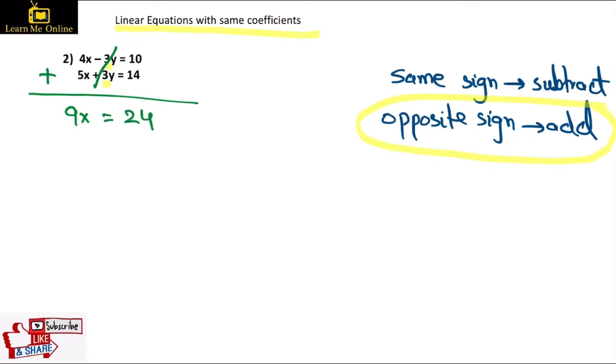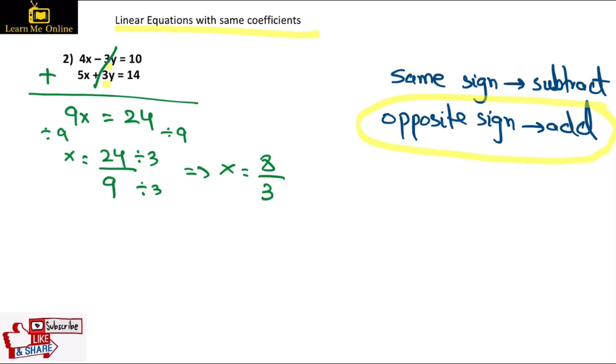Now you're going to find the x value from here, which would be 24 over 9, because you divide by 9 on both sides. Now you see the numbers 9 and 24. Are you able to simplify them? Yes, they both go in the 3 times table. To simplify, 3 times 8 makes 24 and 3 times 3 makes 9. So we get the x value, which is 8 over 3.